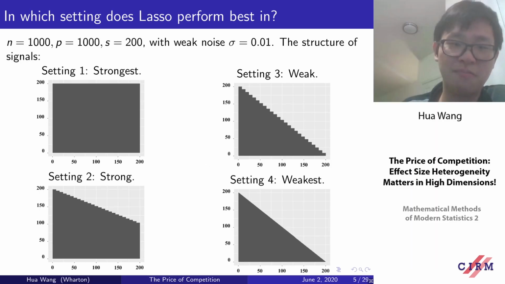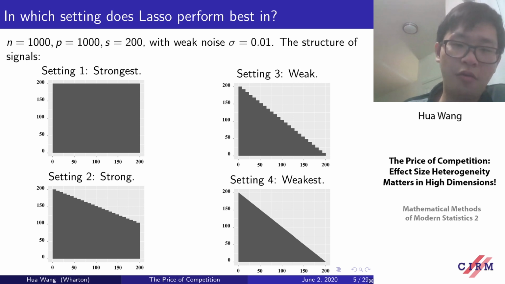Let's see an example. Here, I have 4 simulation settings. In all of the settings, the design matrix is 1,000 by 1,000 with entries of i.i.d. Gaussian variables. The sparsity is set to 200, with weak noise set to 0.01. The only difference among those 4 settings is the structure of the signals.